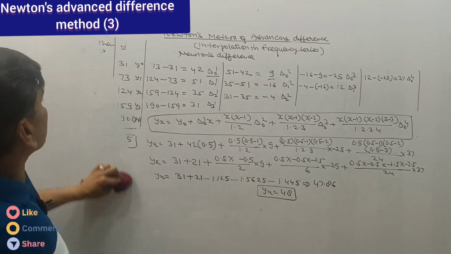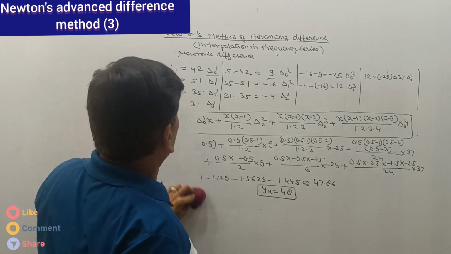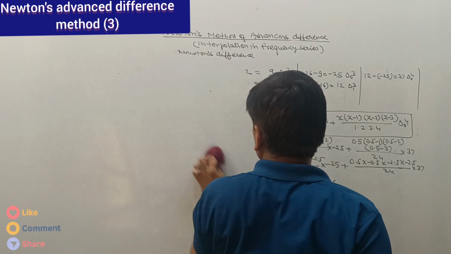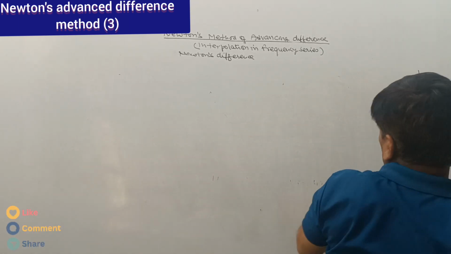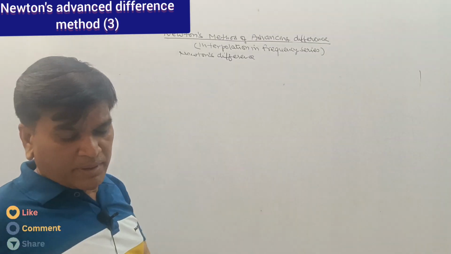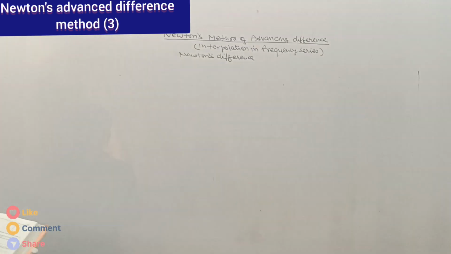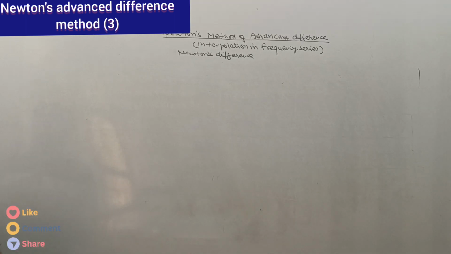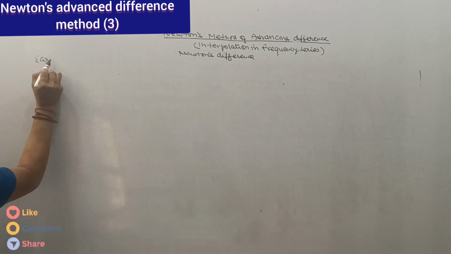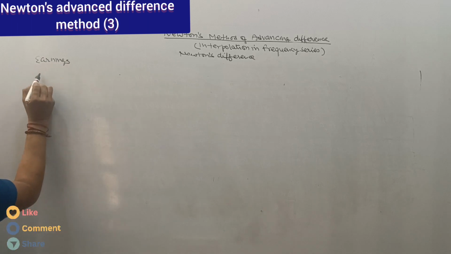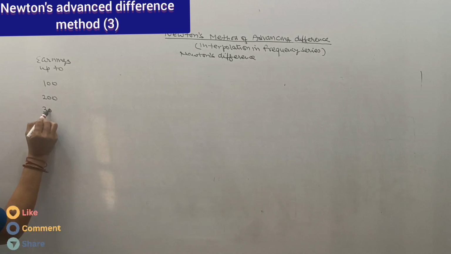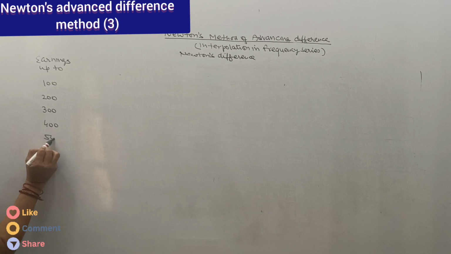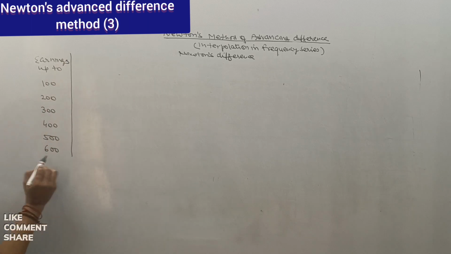So this is a different form of Newton's advancing difference method. Some more difference styles are also available for Newton's advancing difference. We have one more question related to Newton's advancing difference method. That is the question I am writing on the blackboard. That is earnings up to 100 rupees, 200 rupees, 300 rupees, 400 rupees, 500 rupees and 600 rupees. Number of workers.